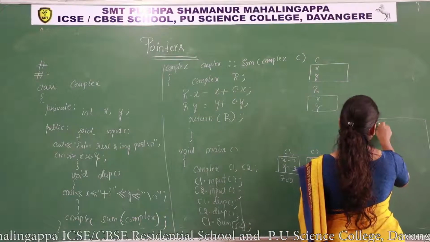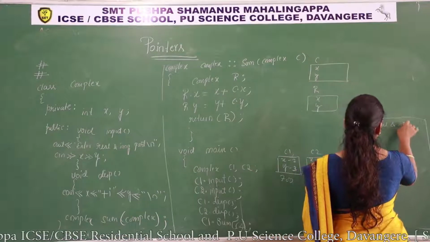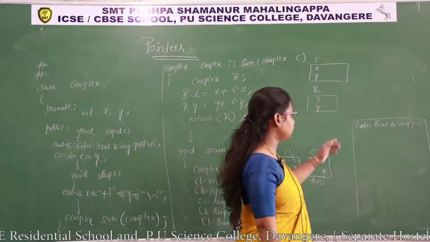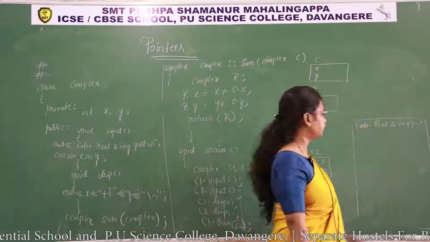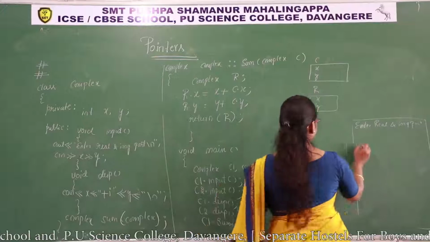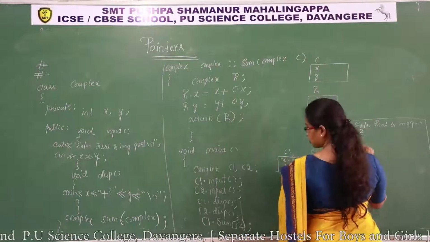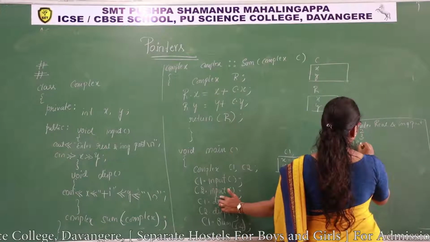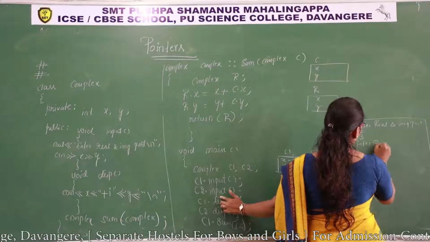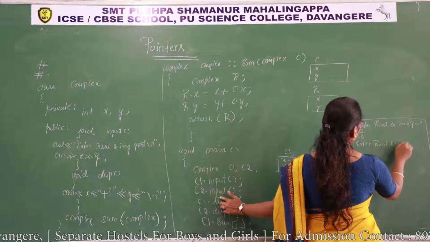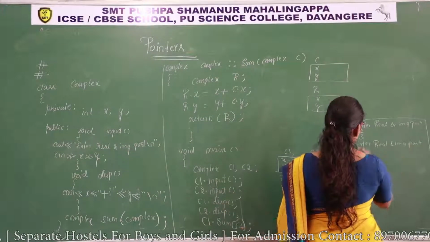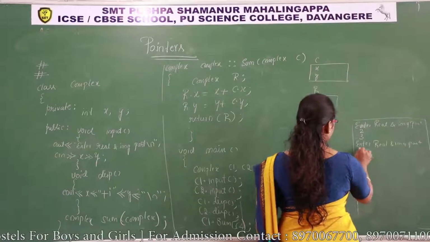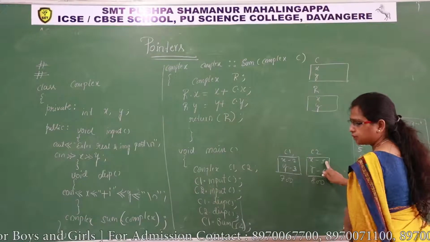Enter real and imaginary part. So you have to assume this is for the first complex number. I'll take 2 and 3. The 2 and 3 is stored in C1. Next, C2 dot input. Enter real and imaginary part. 5, 6. This 5, 6 is stored in C2.